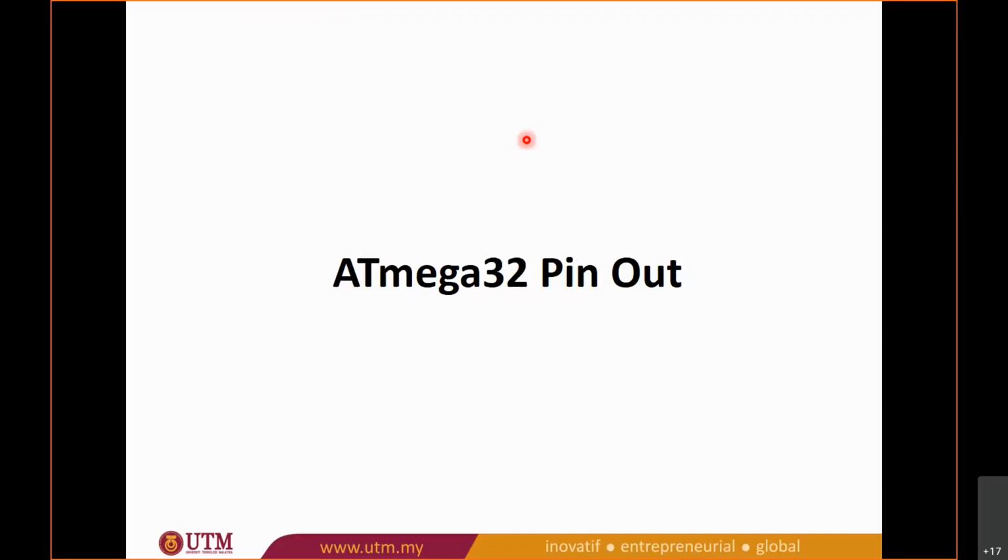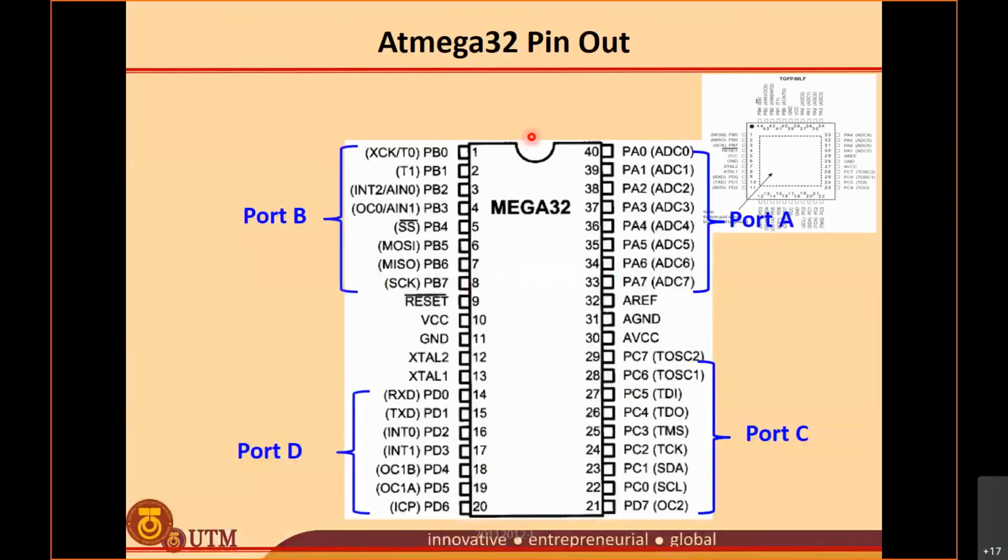Okay, in terms of the Atmega 32 pin out, this is important. In order to write a program, you need to know the hardware architecture. So you need to know the Atmega 32 pin out. For the Atmega 32, we have 40 pins, started from pin number 1 until pin number 40.